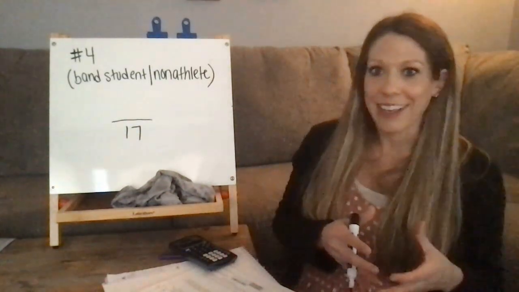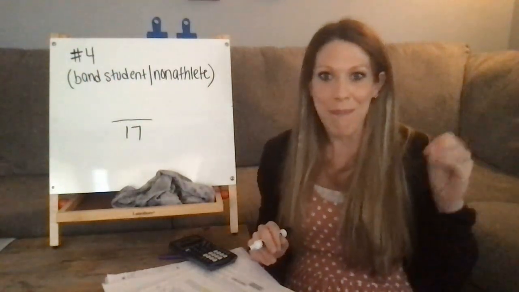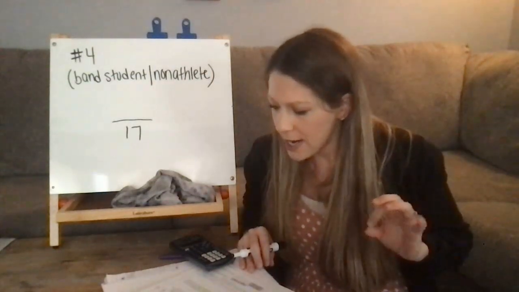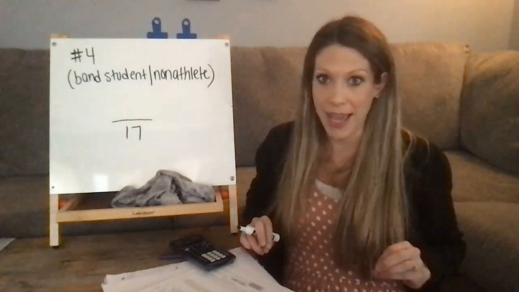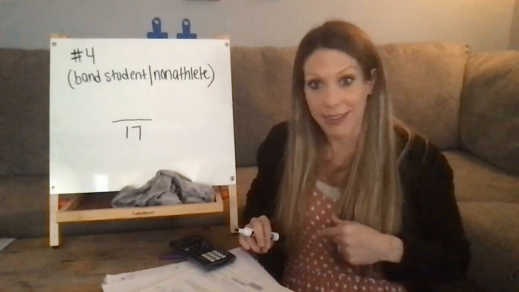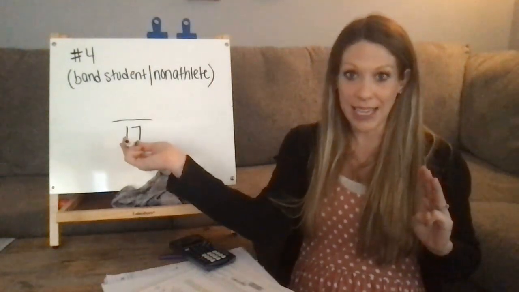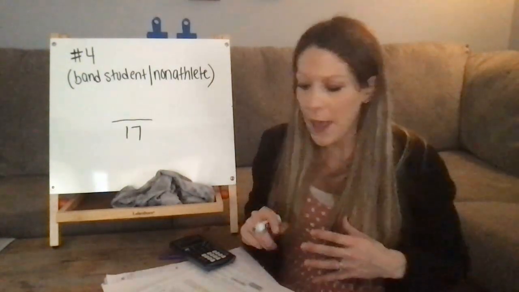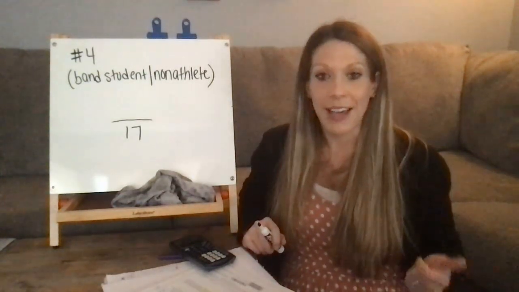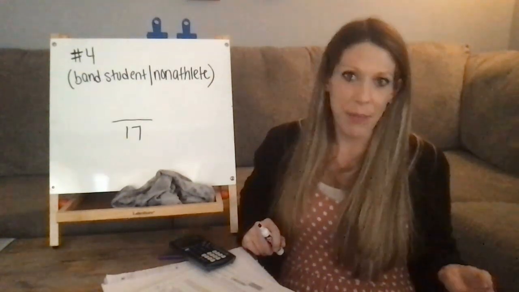And of those non-athletes, how many of them are band students? What's the probability of drawing a band student out of those non-athletes? Well, it says that there are 9 students in band, but 3 of those band students are athletes. So the 3 band students that are athletes would not be included in this 17, like the Venn diagram showed. So that means there are only 6 non-athletes that are in band. So there are 9 students in band, but 6 of them are not athletes.